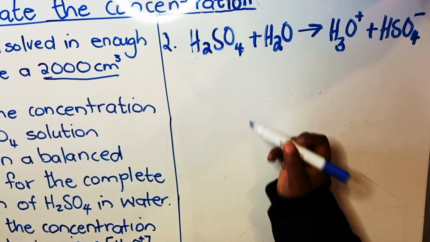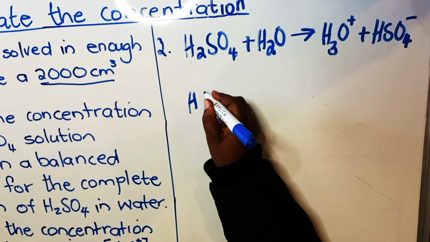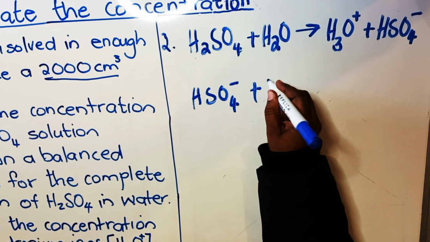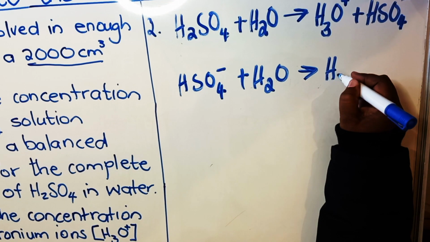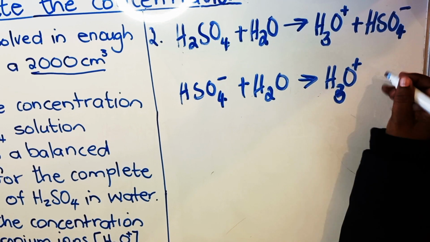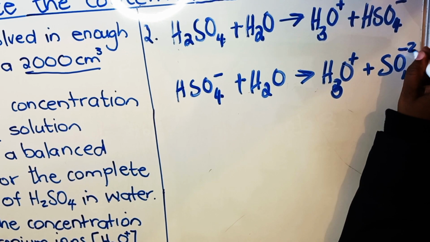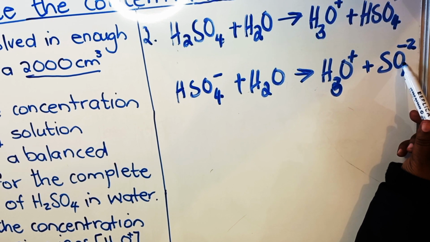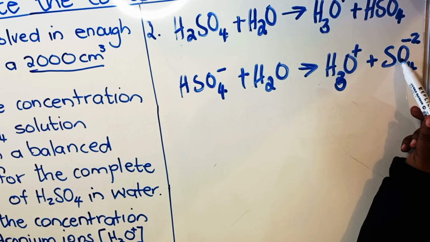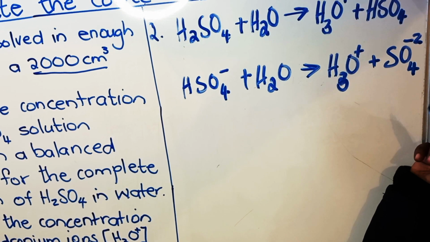What will happen? You'll have this reaction again where the HSO4- reacts with water, I'll show you. You'll get H3O+ and then SO4 2-. Now, this has lost 2 protons, meaning that it has lost 2 hydrogen ions. That's why the charge is -2. Now, let's write the overall one.